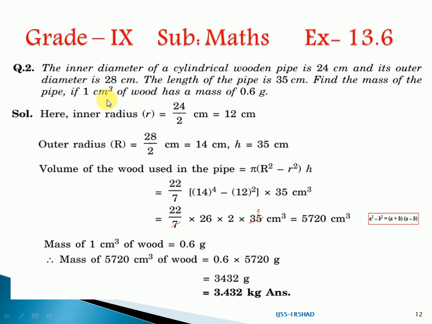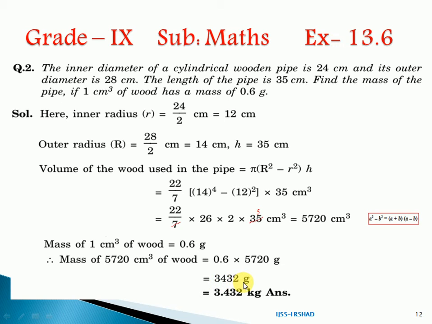They said 1 centimeter cube is equal to 0.6 gram. See, mass of 1 centimeter cube of wood is 0.6 gram. Therefore, mass of 5720 centimeter cube of wood is equal to, with this we will multiply. So 0.6 multiplied by our volume 5720. That much gram will come. When you multiply this, you will get this much gram.